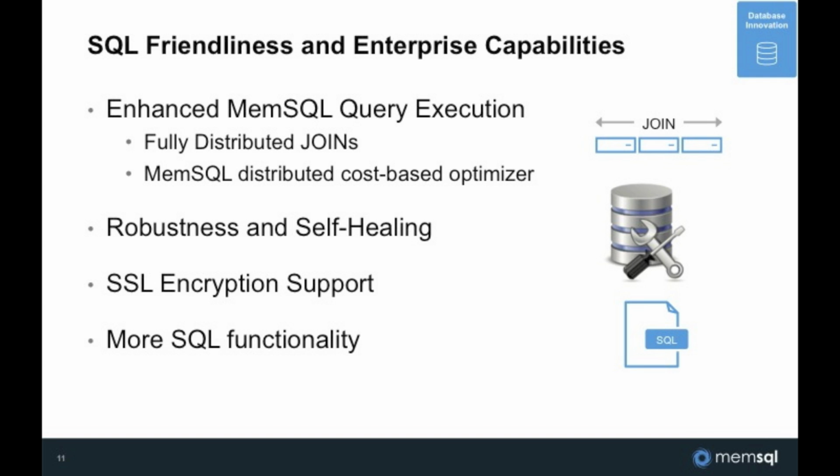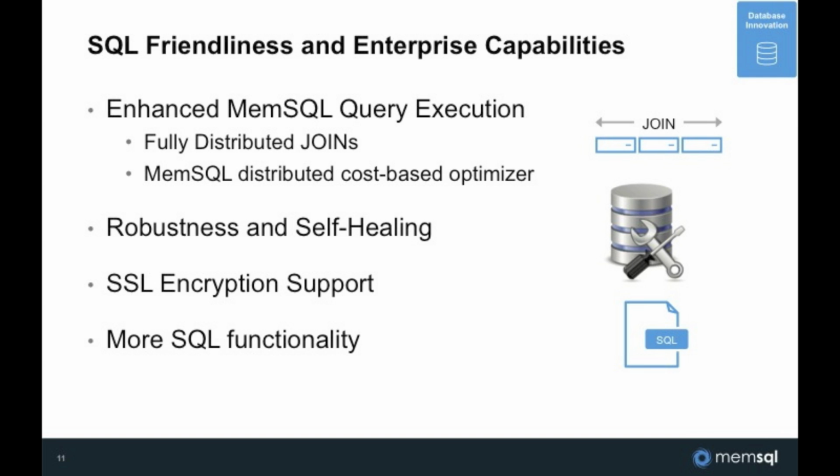Of course, MemSQL 4, the next version, wouldn't be complete without extra SQL features and enterprise capabilities. This slide could actually be an entire presentation, but we've distilled it into 4 points. First, we have an enhanced MemSQL query execution engine, which now includes a mechanism for fully distributed joins, which is a very tough problem to solve for a relational database.